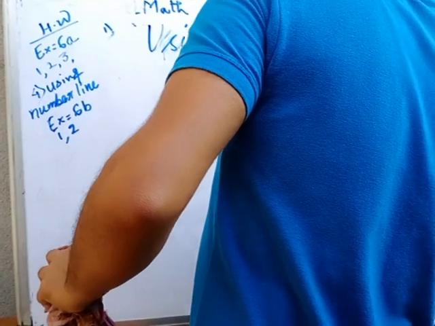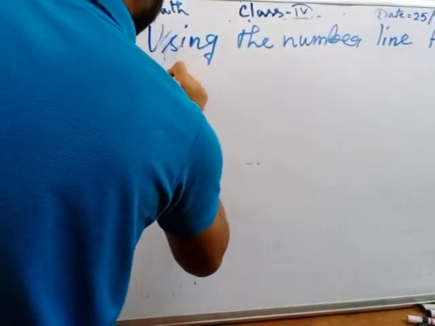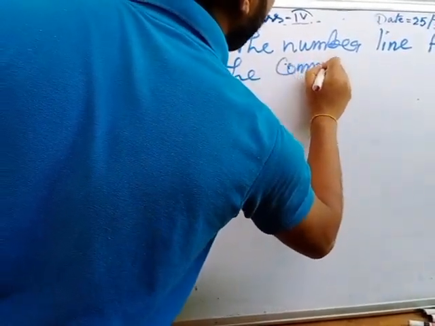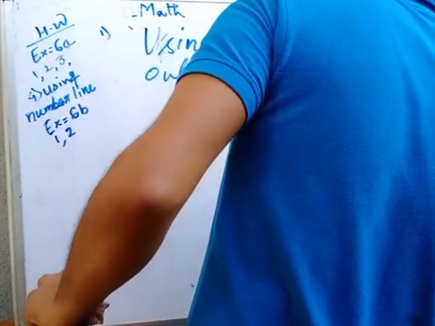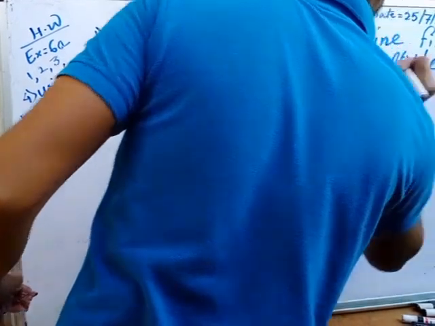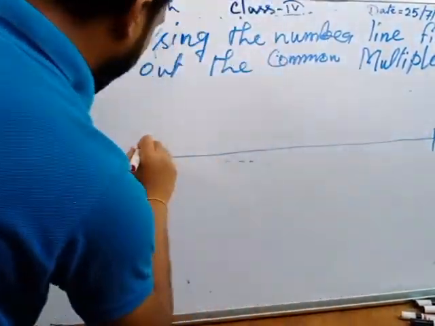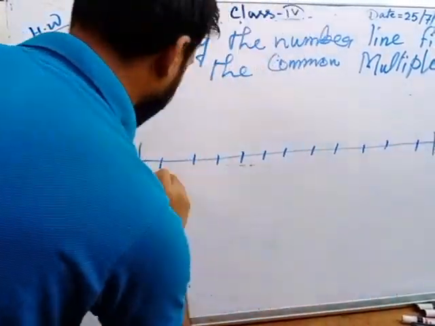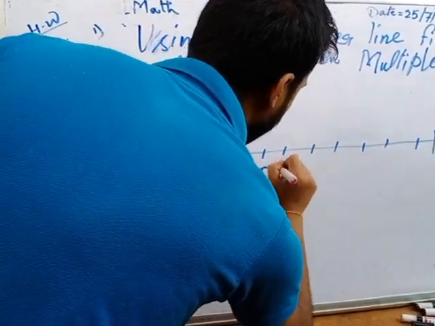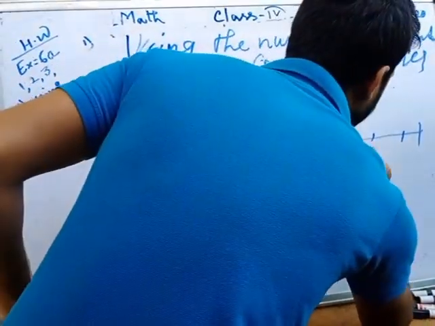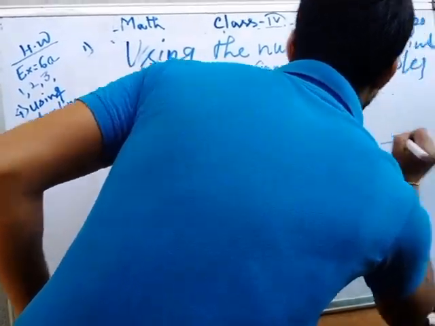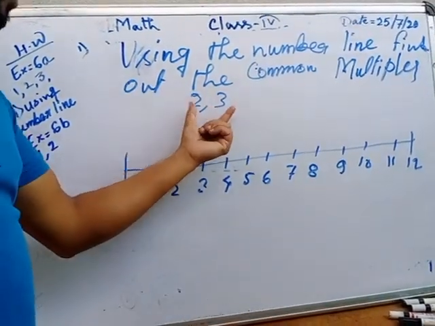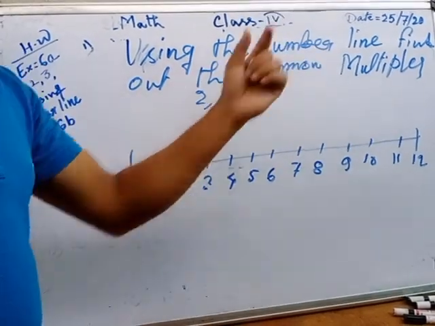Using the number line, find the common multiples. This one is called the number line. Suppose I ask you to find the common multiples of 2 and 3 using the number line.